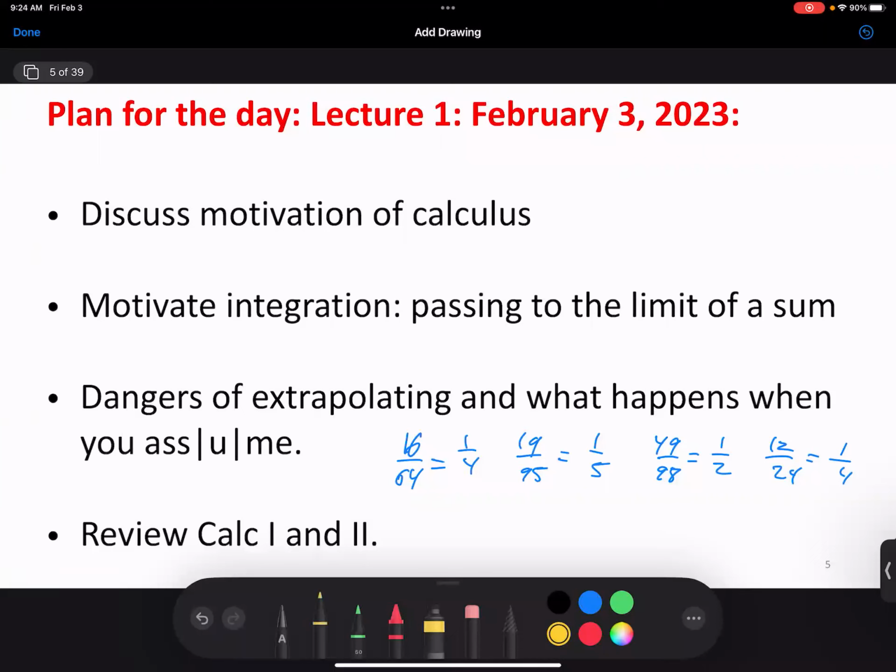Am I making a mistake? Yeah. Do you want me to show my work?